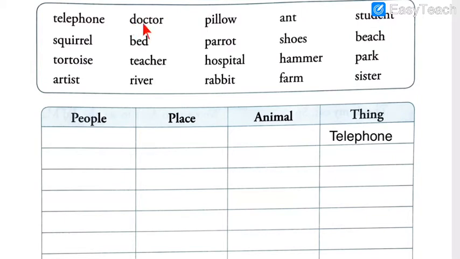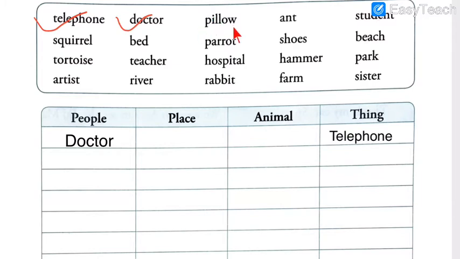Second is doctor. Now doctor can be either male or female, girl or boy. So where do you think doctor should be? In which column can we put it? Yes, in the column of people. So I will write the answer here, D-O-C-T-O-R, doctor, and I will place it perfectly here in the column of people. So two we have solved. One is telephone, another is doctor.